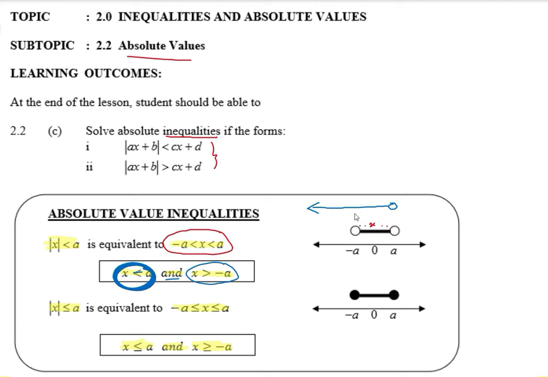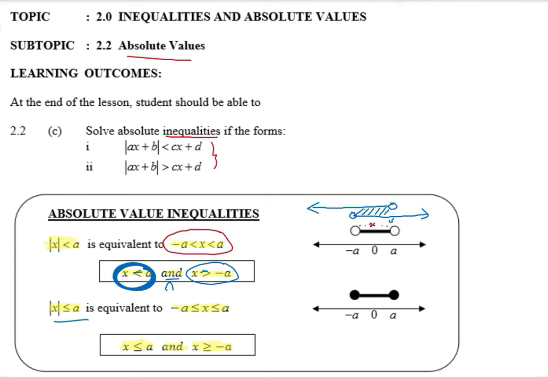Also the same for negative a, there's no equal sign there, so an empty circle at negative a, and then draw an arrow going to the right of negative a. And here it means that it's an intersection of these two arrows. So the intersection is between negative a and a, which refers to the same answer as the first definition. The same goes for the other definition.